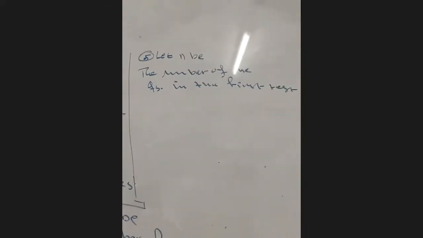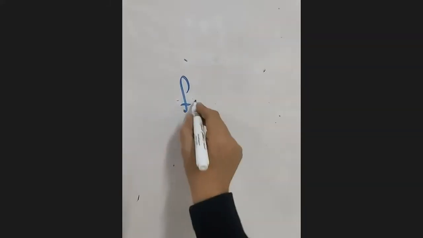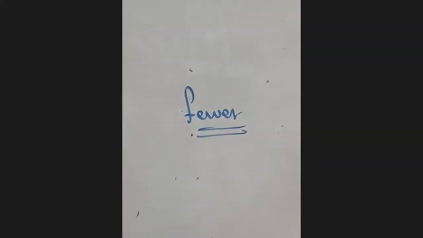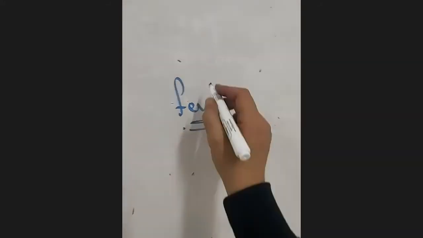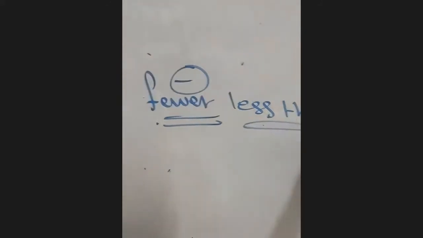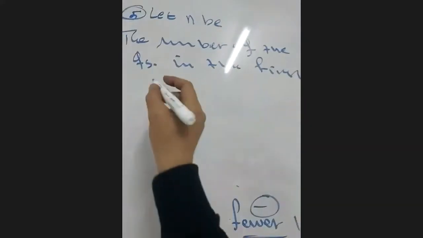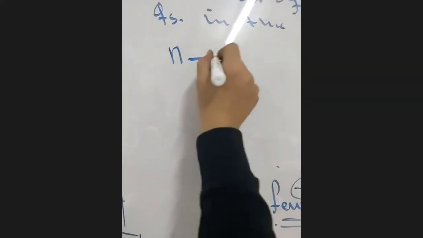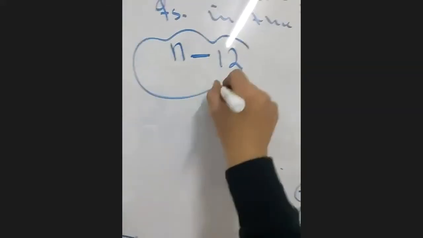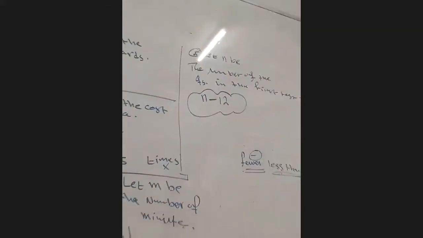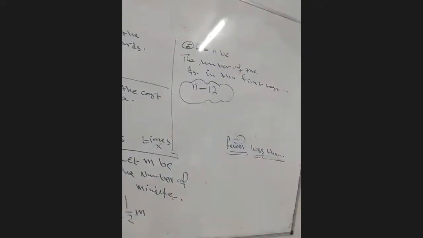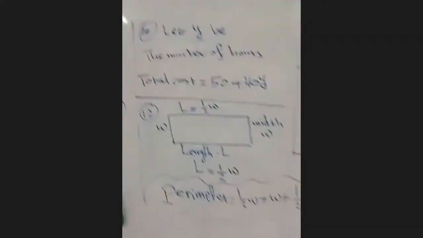Okay. Now, what's the meaning of the word fewer? Minus, which is less than, means less than, right? Yes. If we have less than, we need to do the opposite. So 12 fewer than n means n minus 12. Got it? We say if we have less than, we do the opposite, right? Yes.